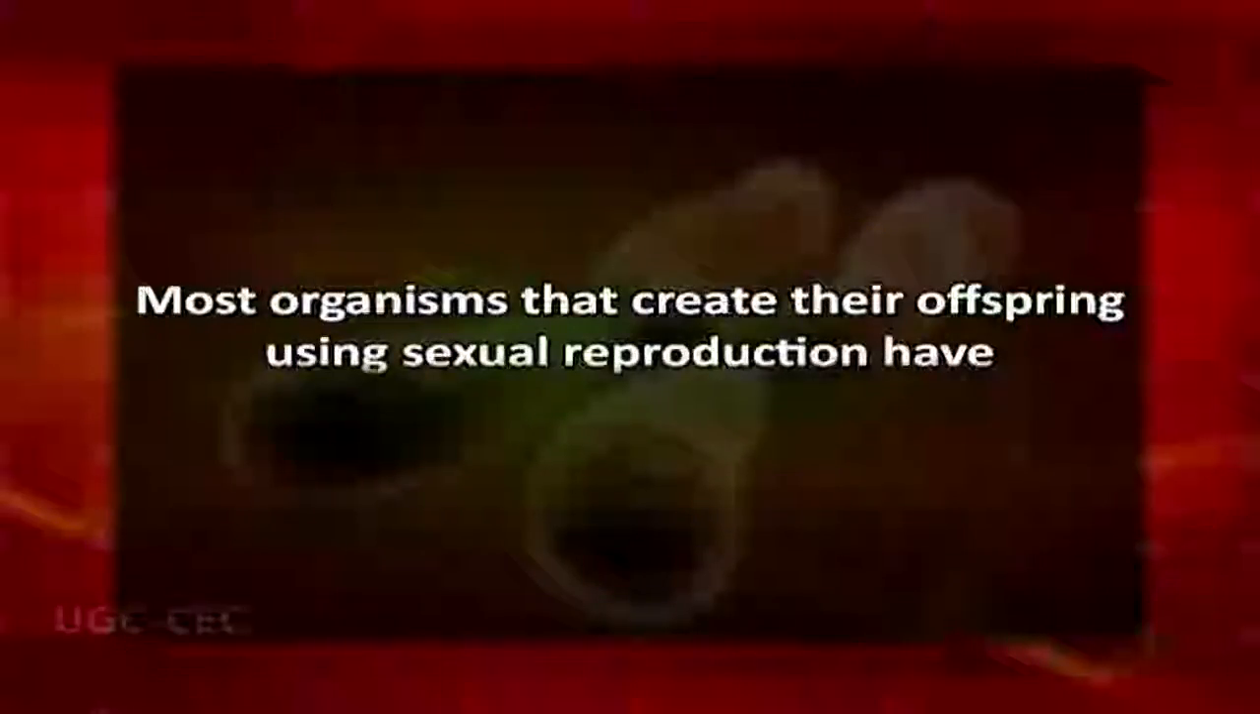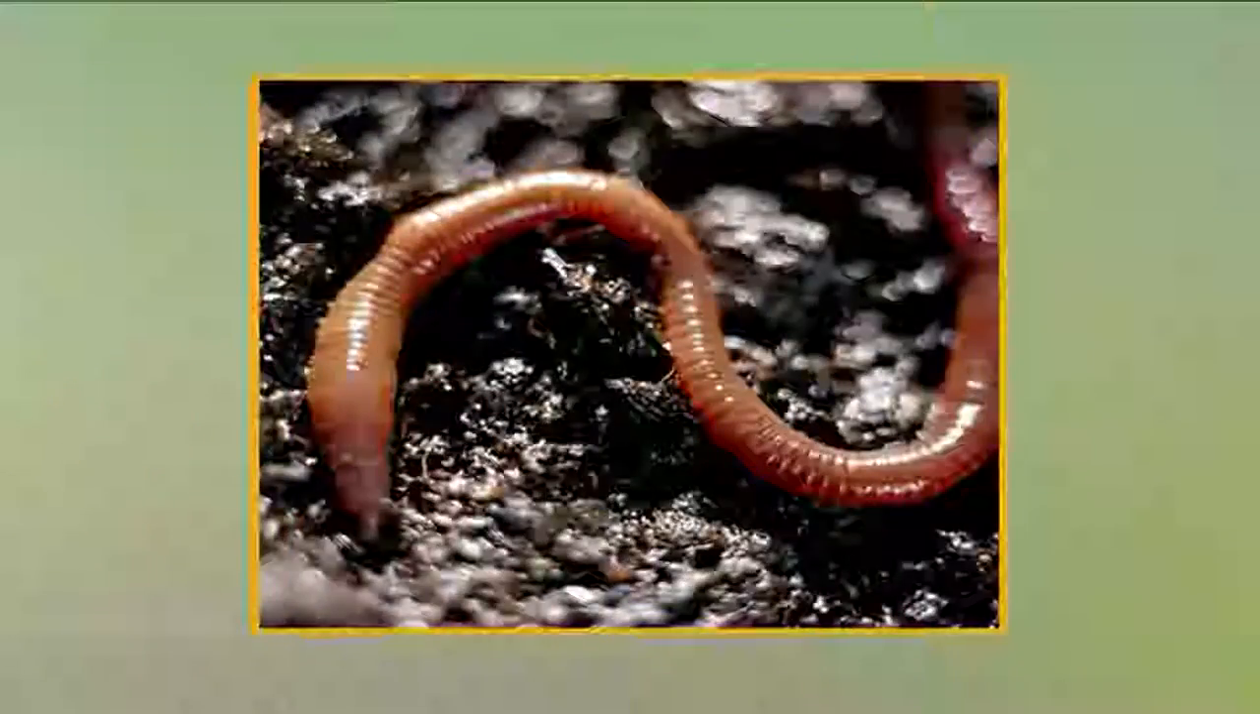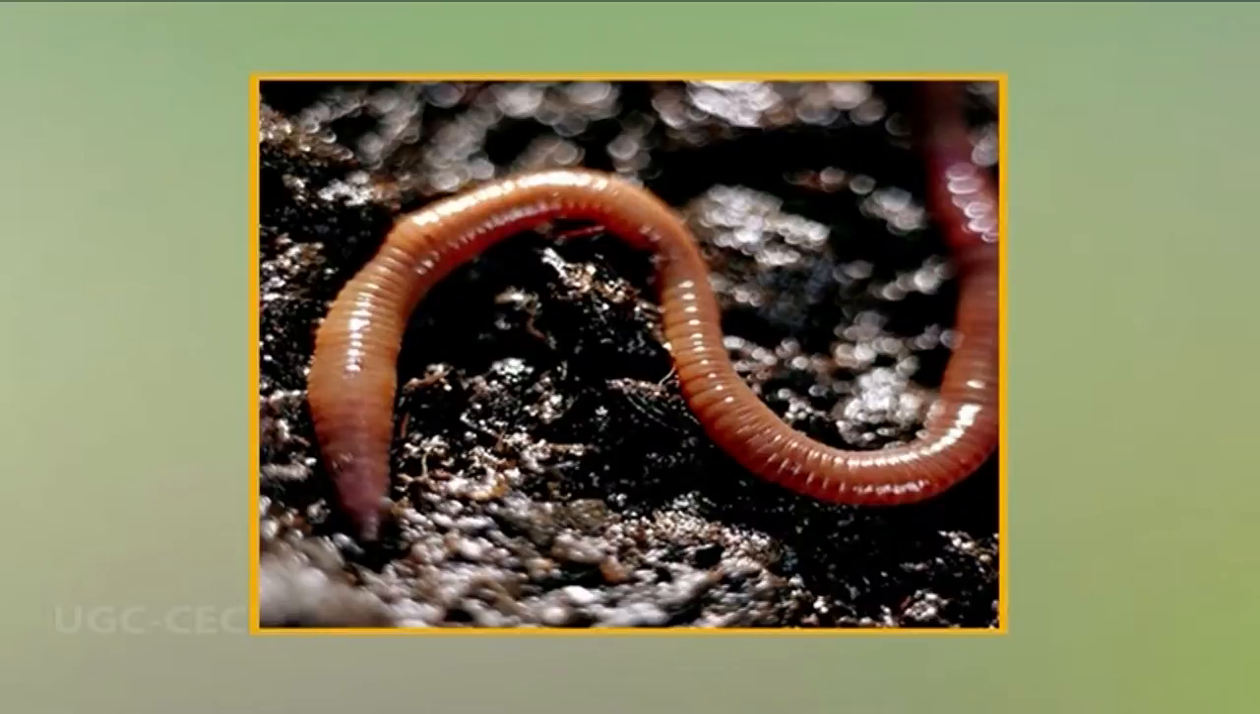Most organisms that create their offspring using sexual reproduction have two sexes. Occasionally, there are hermaphrodites in place of one or both sexes. There are also some species that are only one sex due to parthenogenesis, the act of a female reproducing without fertilization. In many species, sex determination is genetic.